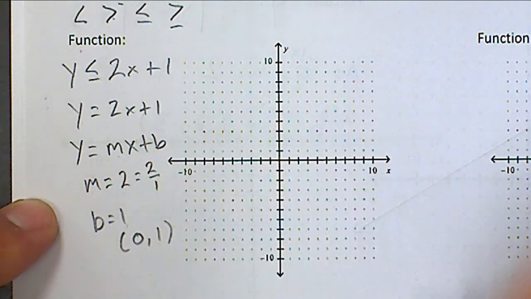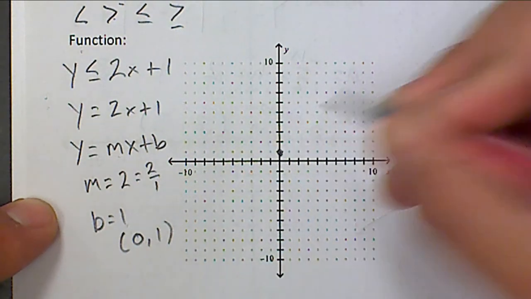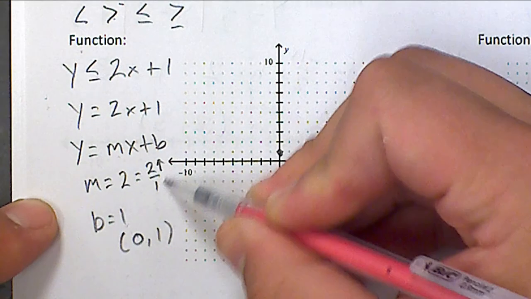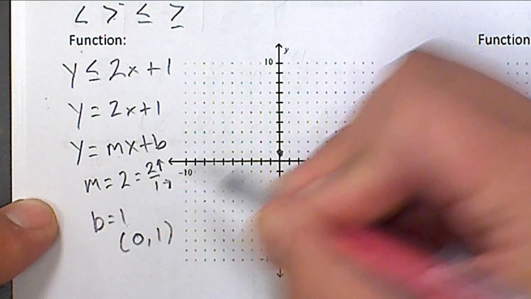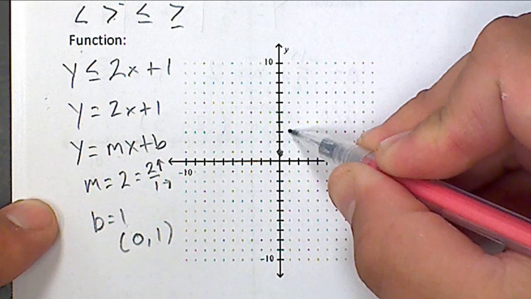So let's go ahead and plot the y-intercept. The y-intercept is at (0, 1), which is right here. And using the rules of slope, we have rise over run. Positive 2 means go up, positive 1 on the bottom means go right. So I go up 2 to the right 1. Here is my second point.